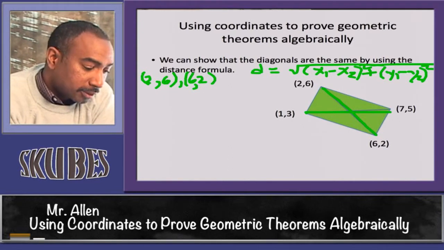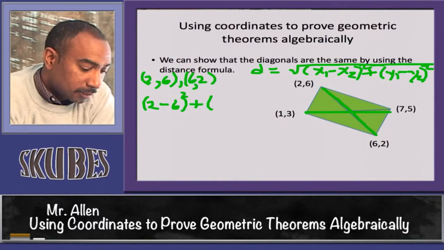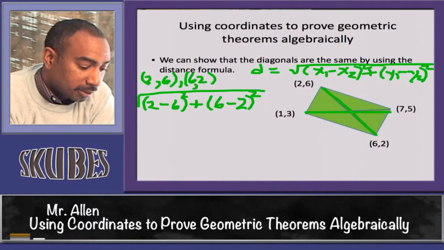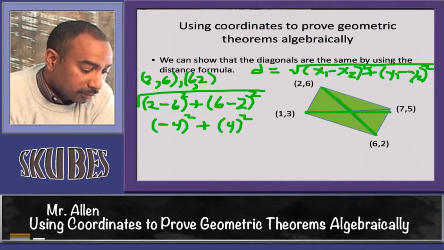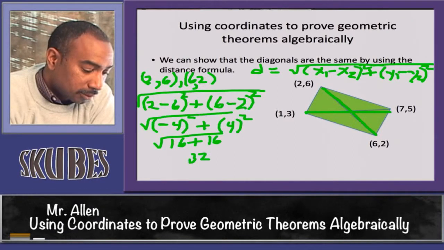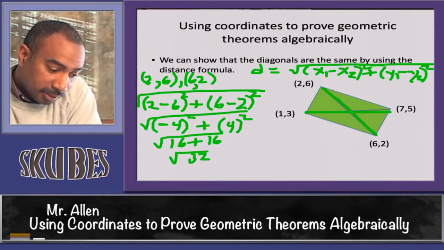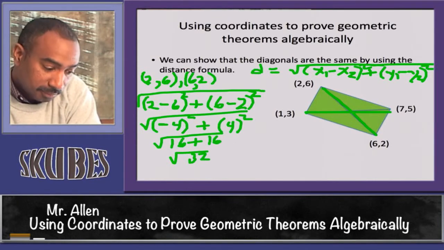Okay, so let's say we start with this ordered pair. This would be 2 minus 6 squared plus 6 minus 2 squared. And don't forget, this is under the square root. So what you're going to get is negative 4 squared plus 4 squared. This will give you 16 plus 16, which is 32. So this is the square root of 32. In order for this to be a rectangle, this segment here has to be equal to the square root of 32. Let's see if that happens.